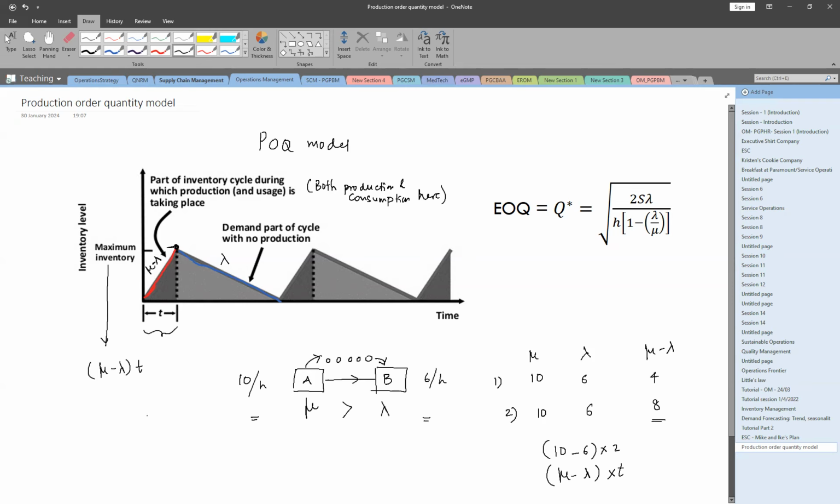Now, what is this T? Let's try to understand how we get that. This mu minus lambda into T is what we have here. How much do we want to produce? What we are trying to identify is the production order quantity. So EOQ or POQ is the quantity that we want to produce, and that quantity is Q. So what is the rate at which we are producing? Mu is the rate, and we are producing for a time period of T. Mu into T is the amount that we are producing, which is Q. Mu into T is equal to Q. If mu into T is equal to Q, then T is nothing but Q by mu.